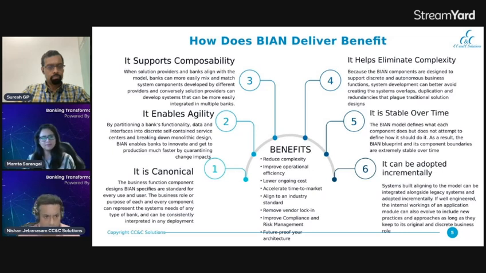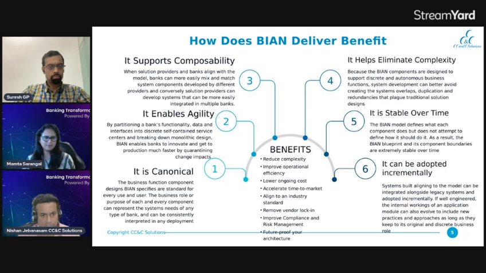It enables agility because it fundamentally breaks everything down into small bite-sized chunks. Rather than trying to eat the elephant in one bite, you can break it down and tackle things in stages, and that's one of the core tenets of agility.